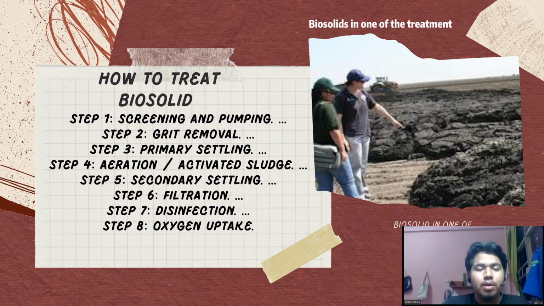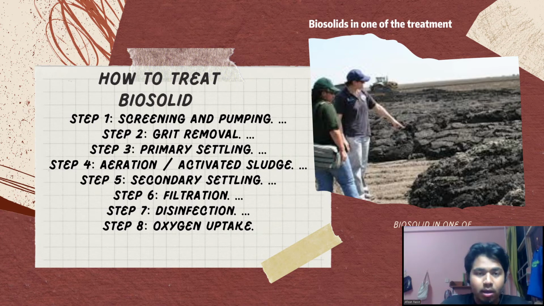Next step, grit removal. Heavy but fine material such as sand and gravel is removed from the wastewater. Next, primary settling. Floating debris such as grease is skimmed off the top and sent with the settled material to digest it. In this step, chemicals are also added to remove phosphorus.